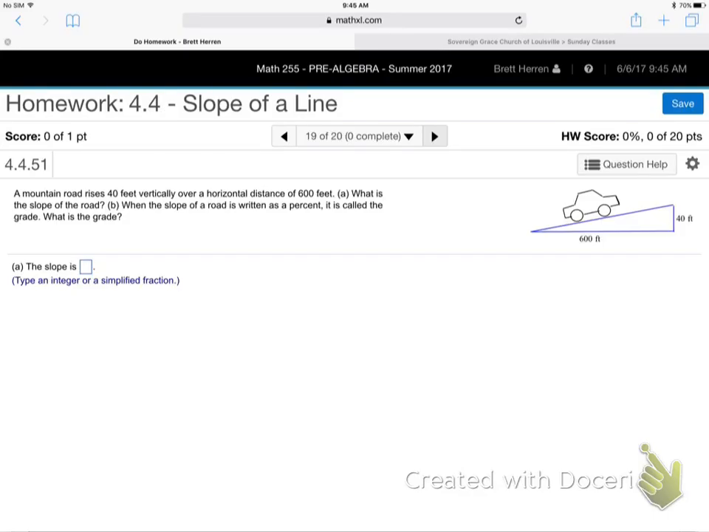Okay. Mountain road rises 40 feet vertically over a horizontal distance of 600 feet. What is the slope? When the slope of the road is written as a percent, it's called a grade. What is the grade? Oh, okay. All right. So how are we going to do the slope of that road? What is the definition of slope? Slope is made up to describe things that are real. What did we make up?